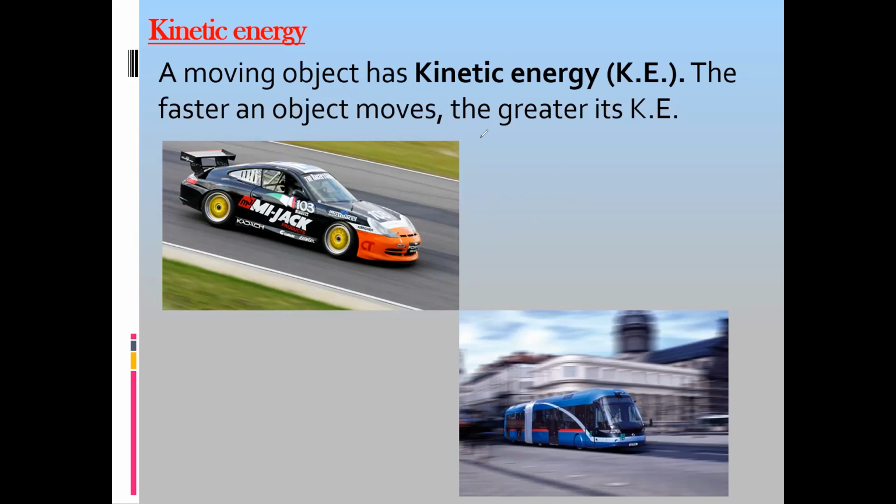An object can have two forms of energy at the same time. For example, if this car has fuel, it has chemical energy, and this car is moving as well, so it also has kinetic energy. So a car may have two or more forms of energy at the same time.